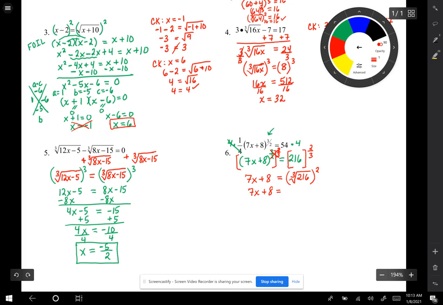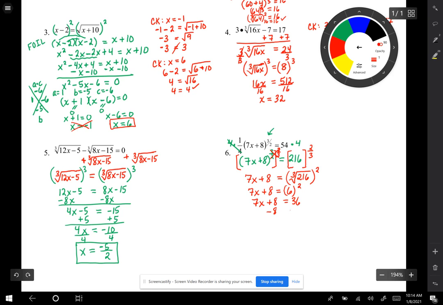Cube root of 216. What number multiplied by itself 3 times gives you 216? So I said memorize them or make sure you know how to use the cube root function on a calculator. So this is 6. 6 times 6 times 6 is 216. And then you're going to square it. 7x plus 8 equals 36. Now it's your mistake if you called 6 squared 12. So you have to be really careful and really check what you're doing.